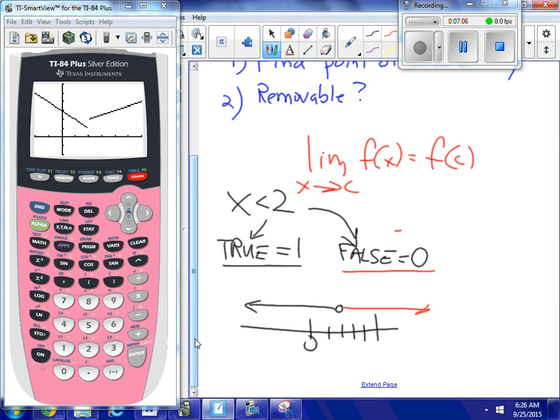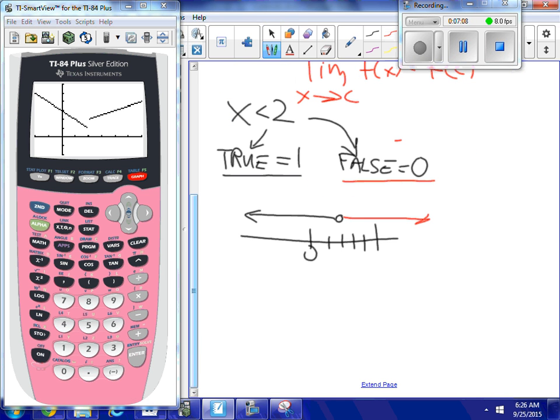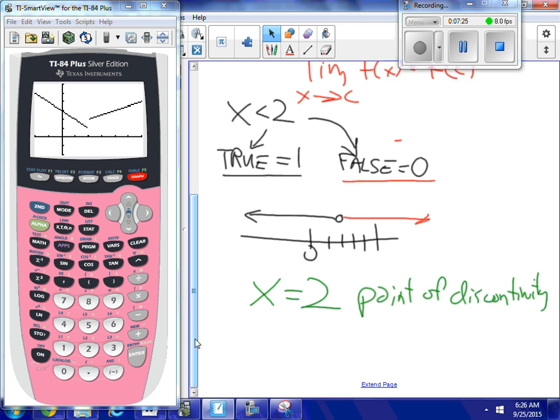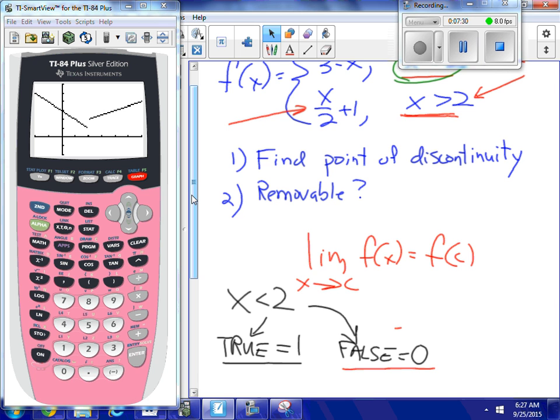So there's a point of discontinuity, and this is how you write it. If the question is where's the point of discontinuity, you write x equals 2. Now I'm just going to write here point of discontinuity. Now the second question is, is this point of discontinuity removable? Well, the answer is no, because I have different limits coming from the left, from the negative side, as I do coming from the right.